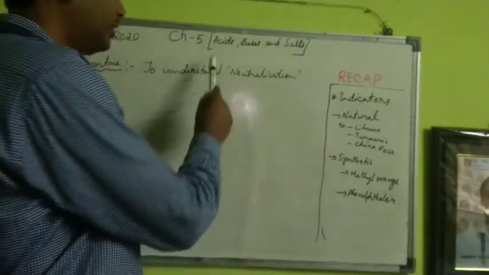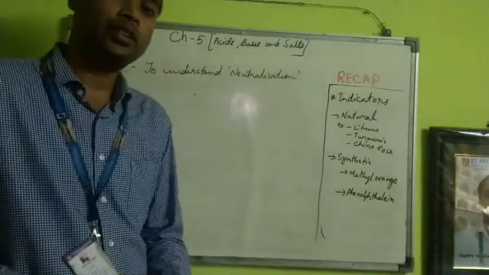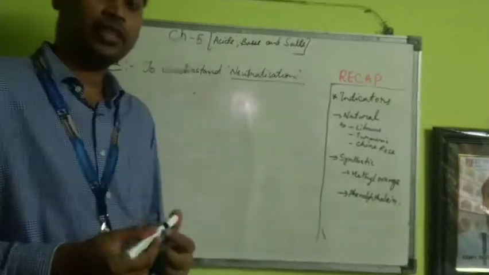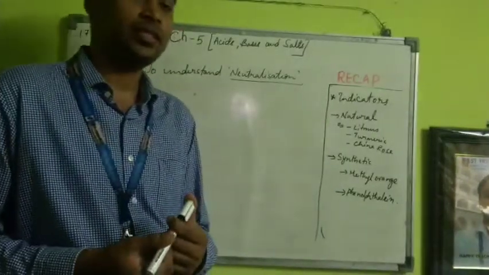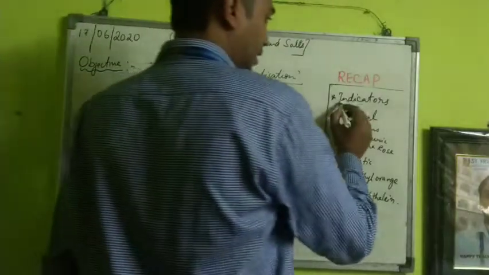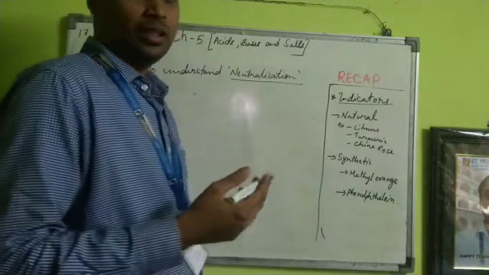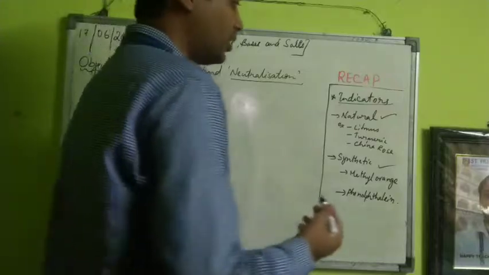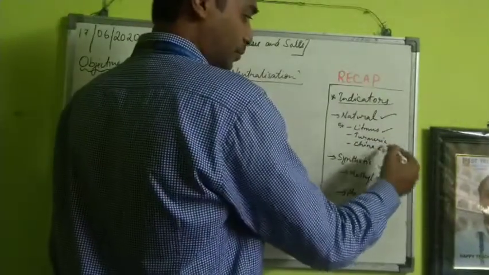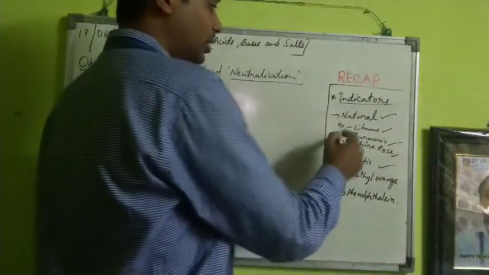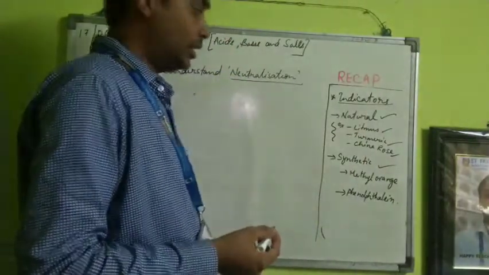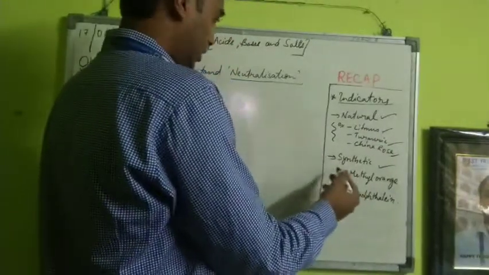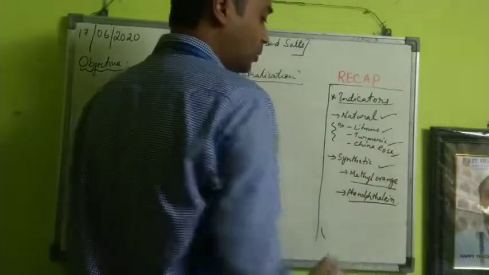So we are in chapter 5, it is acid, bases and salt, and today we are going to understand what is neutralization. So before we start, let's have a quick recap of the topics that we have discussed yesterday. Yesterday we discussed indicators, where we studied mainly two types of indicators, which are natural and synthetic. Under natural indicators, we came to know about litmus, turmeric, and China rose. They are all natural because they are available in nature, mainly from plant sources. Then synthetic indicators are methyl orange and phenolphthalein.